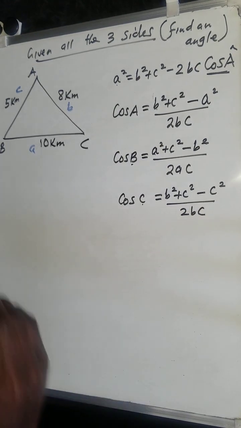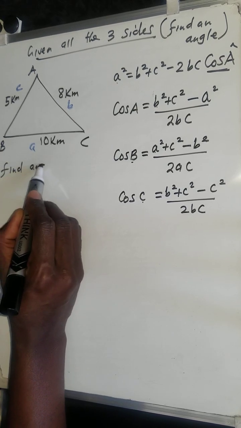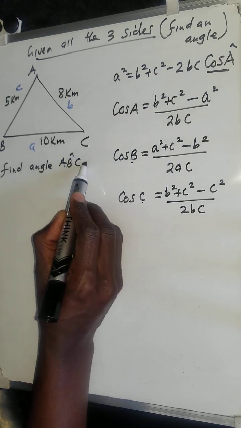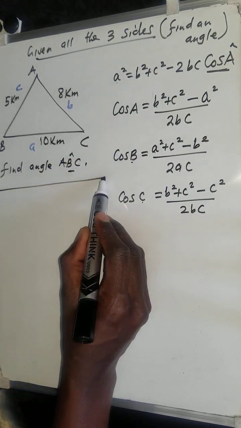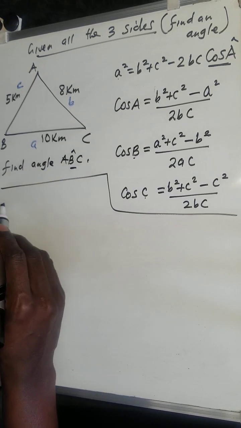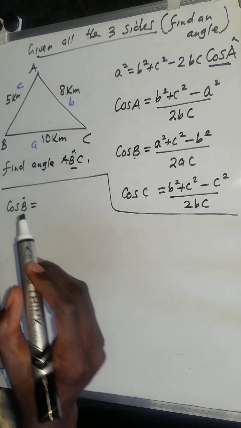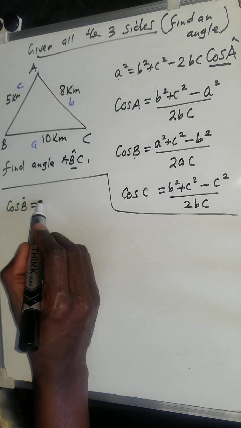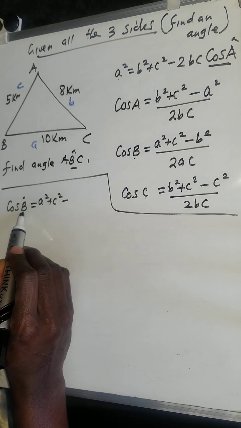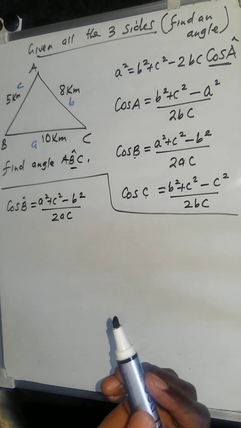Now let's take, for example, the question tells you to find angle ABC, meaning the angle at B. That's what the question wants you to do, to find the angle at B. What do you need to do? Well, it simply means that cos B is equal to the other two sides, which is A squared plus C squared minus the side of the angle you're finding, B squared, over 2AC. That's the way you do it.